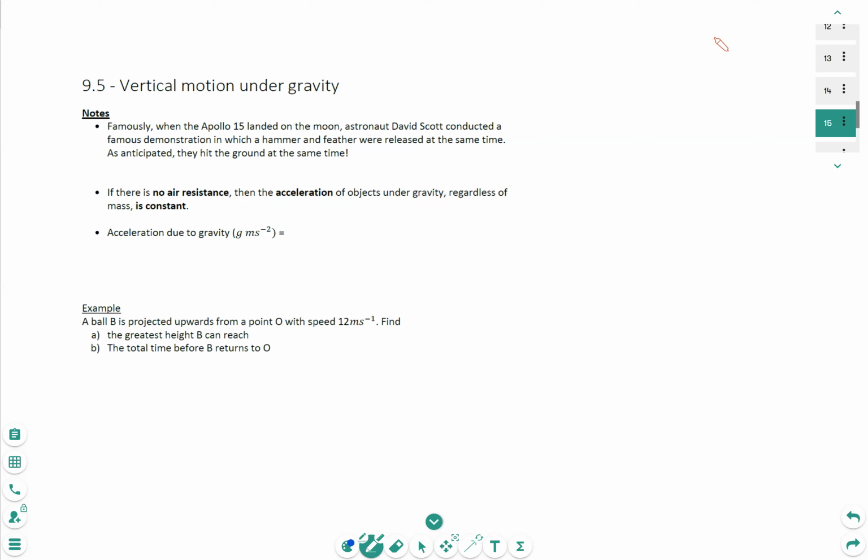So famously, when Apollo 15 landed on the moon, astronaut David Scott conducted a demonstration in which a hammer and a feather, you would imagine a hammer is a lot heavier than a feather, were released at the same time. As anticipated, they hit the ground at the same time. Now, why is that the case on the moon but not on the Earth? Because on the moon there's no air resistance, whereas on Earth there is air resistance. Therefore, the acceleration under gravity, regardless of the mass, is constant.